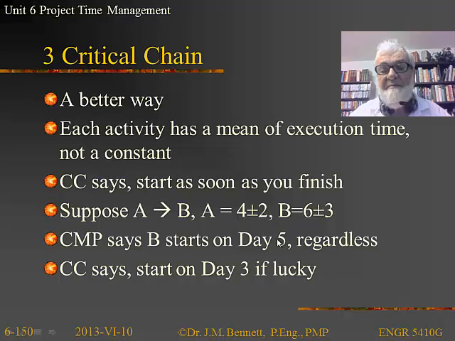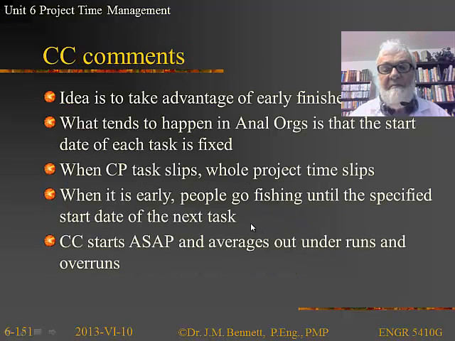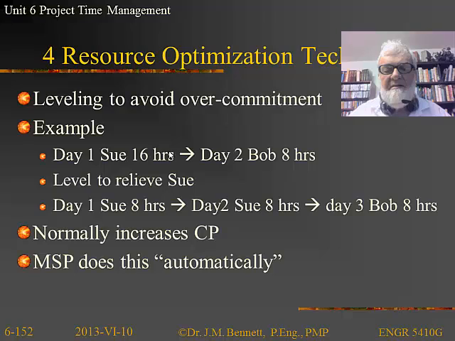If B, for example, took 9 units to do instead of 6, then you've only been delayed a total of 1. The idea is to take advantage of early finishes here, which basically tends to happen if the start date of each task is fixed, then we don't start until that actual start date begins. So the idea behind this is quite positive, and it's the thing you might think about using.